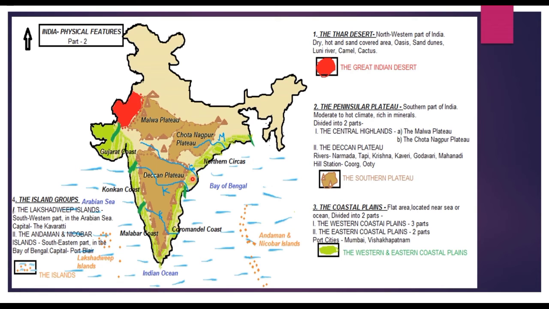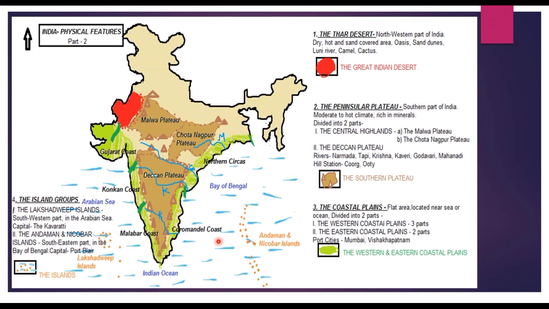The northern part of these eastern coastal plains is called the Northern Circars and the southern part is known as the Coromandel Coast. So the eastern coastal plains of India are divided into two parts, the Northern Circars and the Coromandel Coast.